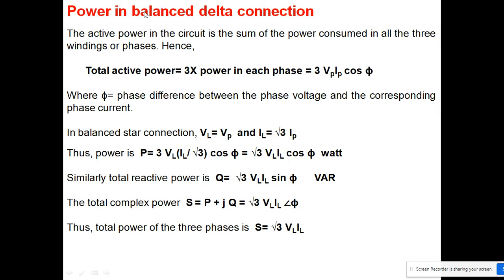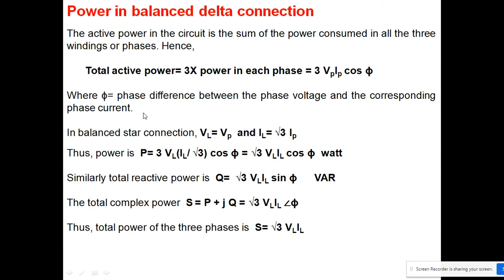So here we will see the power in the balanced delta connection. The active power in this circuit is the sum of the power consumed in all three windings of the phases. The active power is 3 multiplied by the power in each phase, and phi is the phase difference between the phase voltage and the corresponding phase current. That is the difference between the phase current and phase voltage. It is not the difference between the line current and line voltage. You must know about this.